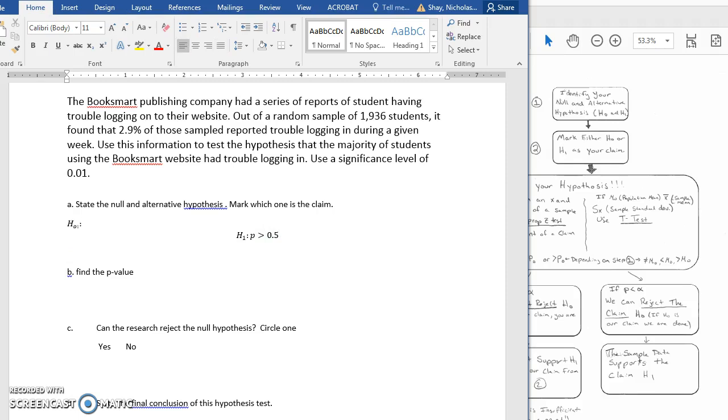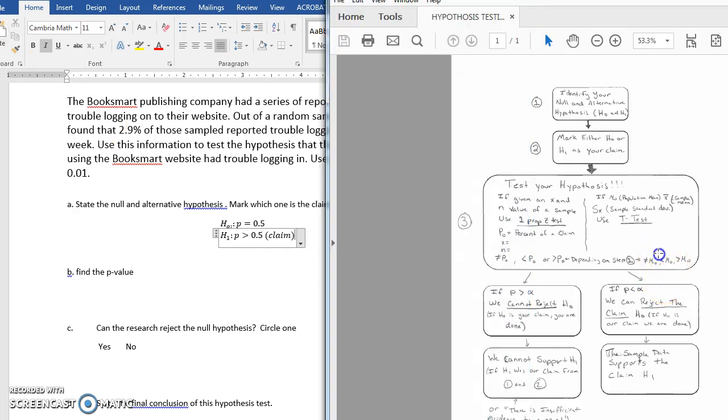So then what's the null hypothesis? The null hypothesis is going to be that p is equal to 0.5. Which one is the claim? It's going to be H1, right? So let's mark this one as the claim. Okay, so now let's look at this. Step 1 says identify your null and alternative hypothesis. Step 2 says mark your claim as H0 or H1.